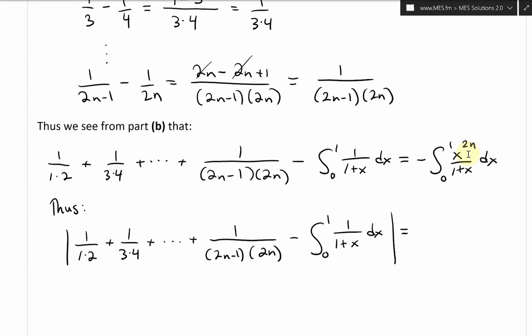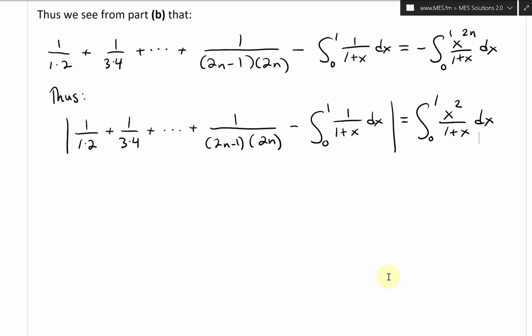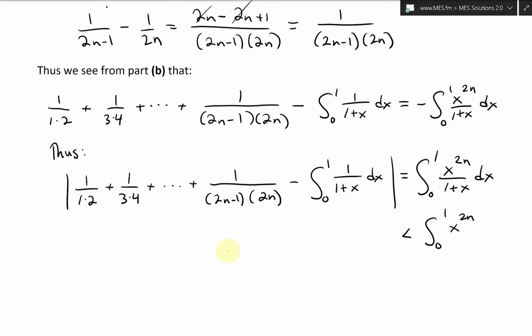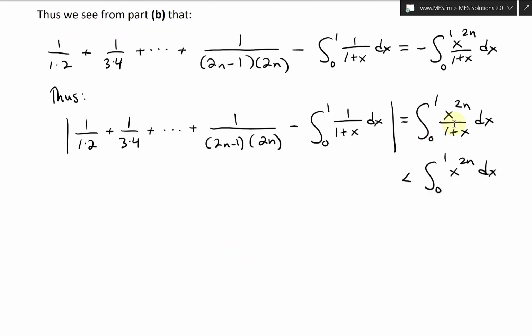X to the 2n is always going to be positive, and also the 1 plus x is always positive because x is greater than or equal to 0 there. So this means that this is just going to be the positive side, the integral of x to the 2n over 1 plus x dx, like that. And now this whole thing is going to be less than the integral from 0 to 1 of x to the 2n dx. I forgot the 2n there. And that's because this 1 plus x, for this integral from 0 to 1, is always going to be greater than or equal to 1.